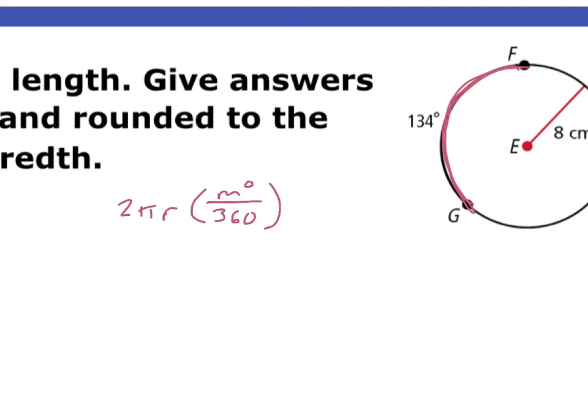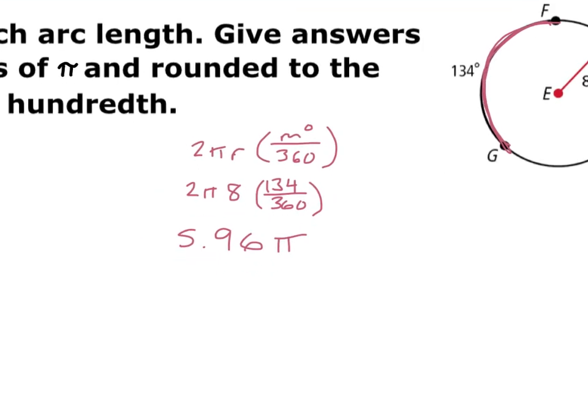Our radius of this circle is 8, so we have 2 pi times 8 times our measure of the arc, which is 134, divided by 360. So now I'm going to multiply 2 times 8 times 134 divided by 360, and that gives me 5.955 repeating, which I guess I can just round to 5.96 pi. So this is our answer in terms of pi.